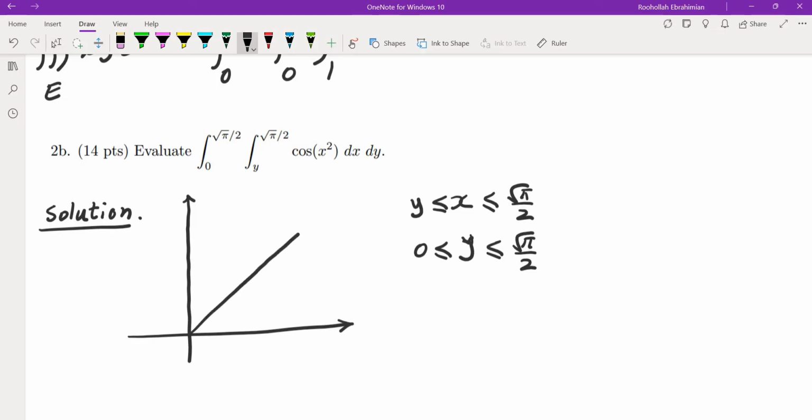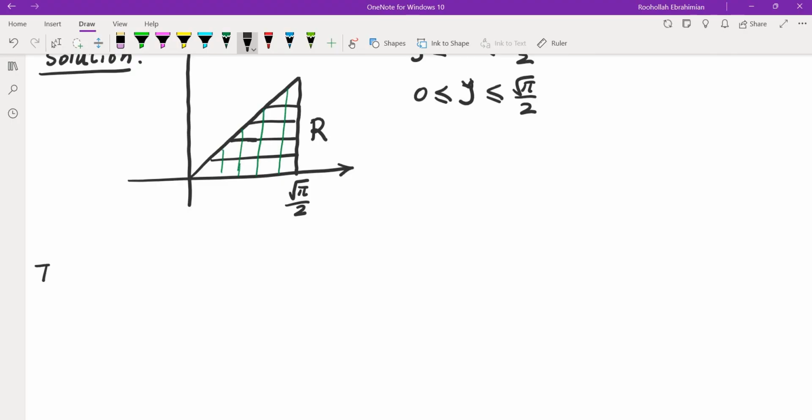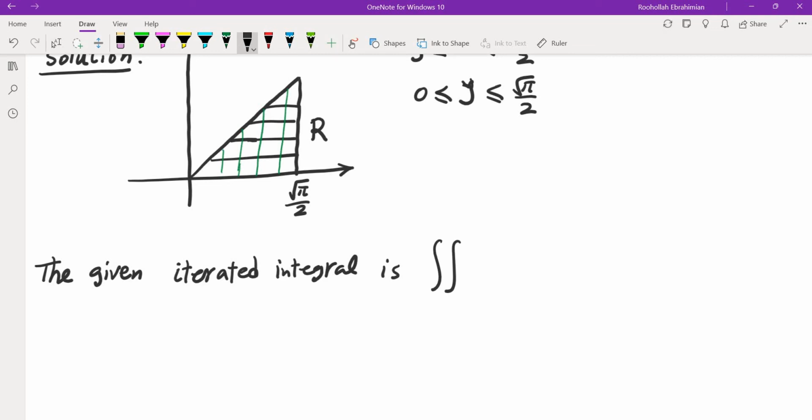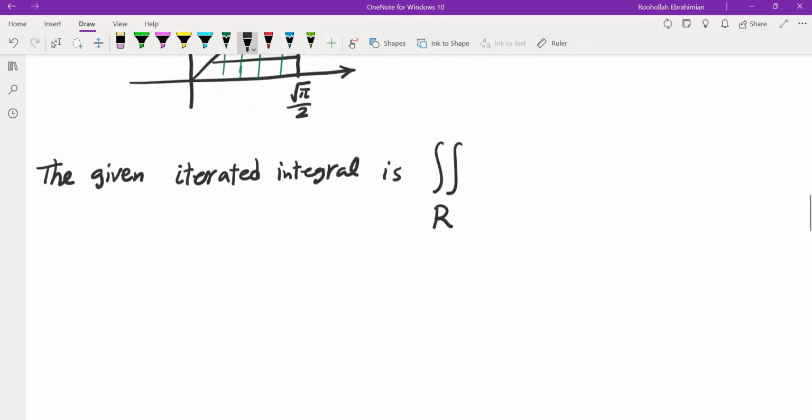So let's draw y equals x. So x goes from here to root pi over 2. So this is our region, which is a vertically simple and a horizontally simple region. So what we're going to do is take advantage of the fact that this region is also a vertically simple region. So the integral that they gave us, the given iterated integral, is the double integral over this region of cosine of x squared.